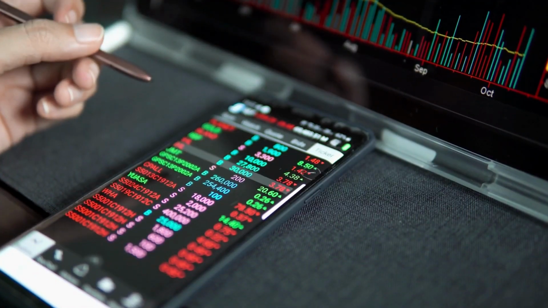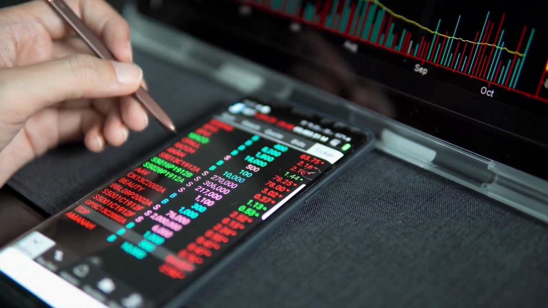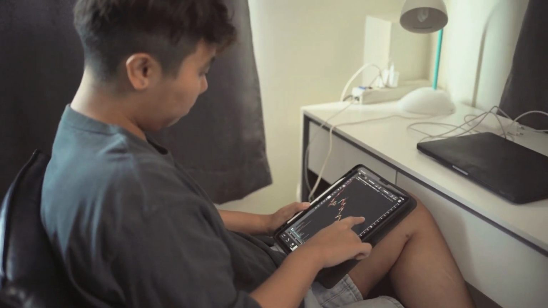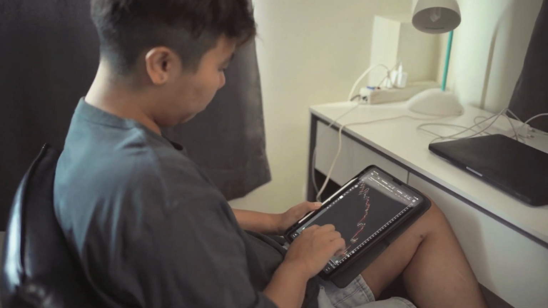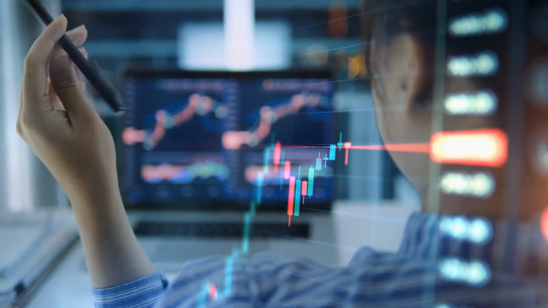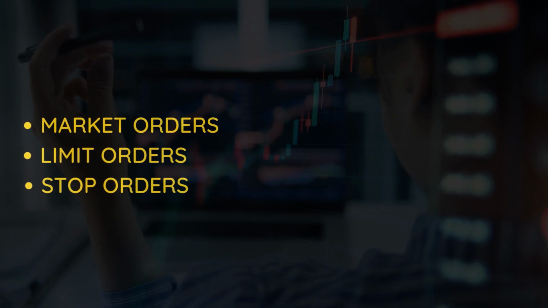To place an order, you'll need to open an account with a brokerage firm that provides online trading services. Once you've selected the security you want to invest in and determined the number of shares you wish to purchase, you can then choose from various order types. The three most common order types are market orders, limit orders, and stop orders.